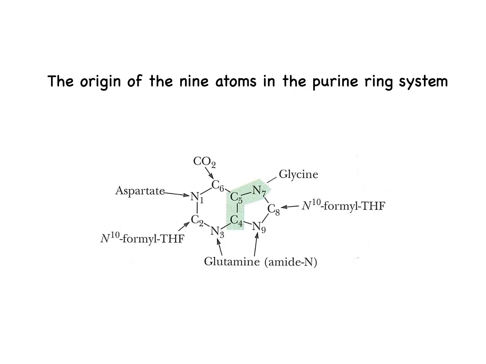Okay, this is where all the different atoms of the two-ring structure come from. You see the green area is the glycine backbone between the two rings. There are a couple of methyl or single carbons donated by the active form of folic acid, tetrahydrofolate. A couple nitrogens that derive from glutamine, and another one from aspartate, and then one last carbon that is donated directly from carbon dioxide.